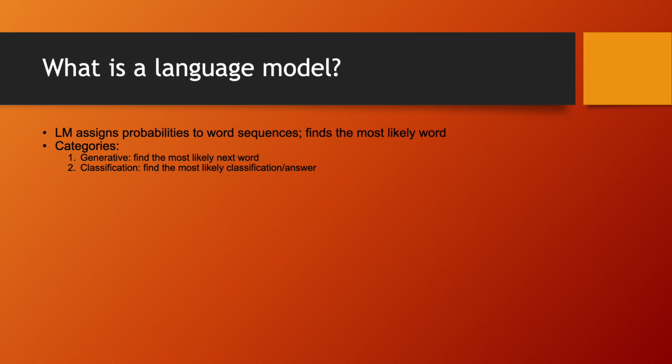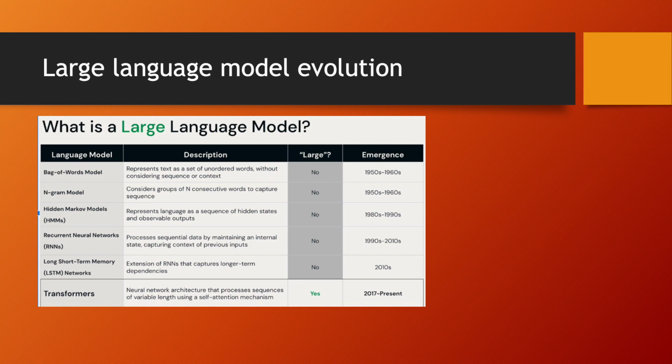So what is a language model? A language model assigns probabilities to word sequences and finds the most likely next word. The general high-level categories are generative, which finds the most likely next word, and classification, which finds the most likely classification or answer.